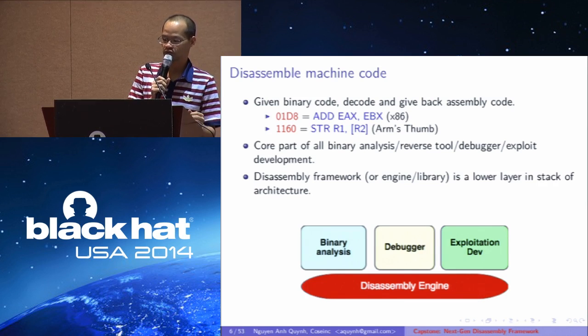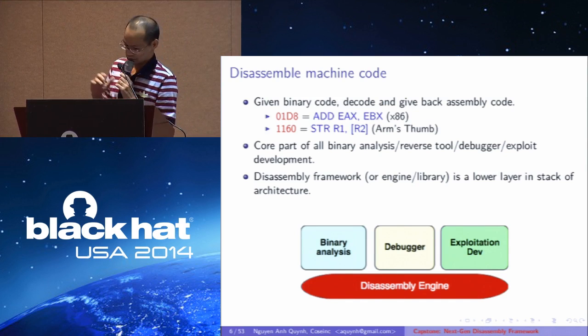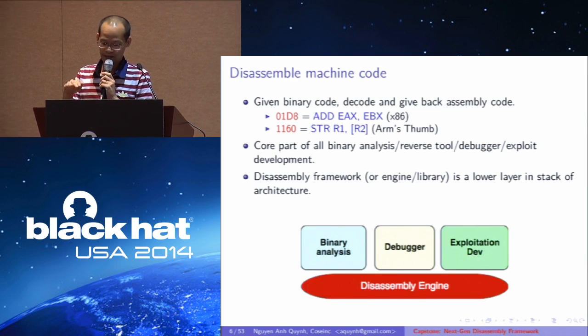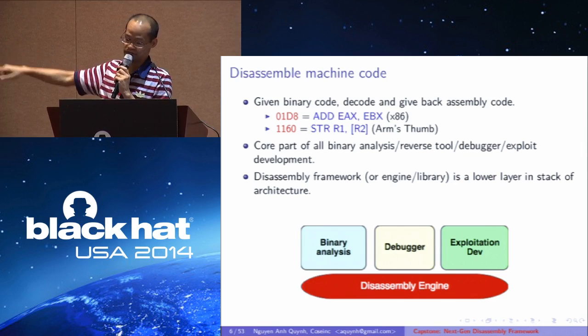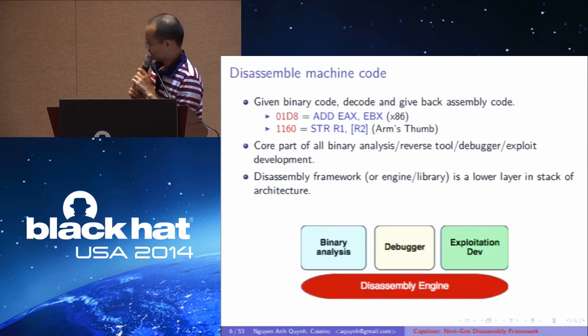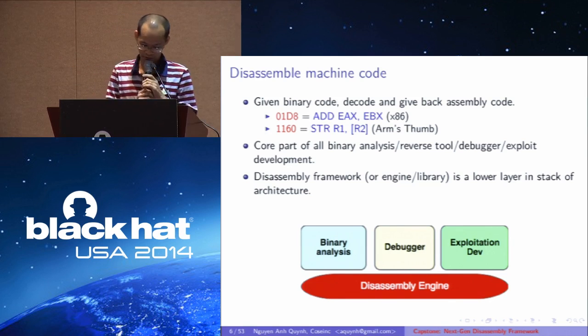So you can see that disassembling machine code is a core part of all binary analysis, reverse engineering tools, debuggers and exploit development. And you can see on the picture, all those tools have one thing in common: they have a disassembly engine at the bottom. That's the red layer on the screen. All of them are built on top of some engine like that. And in this talk, we look at the red layer on the screen.